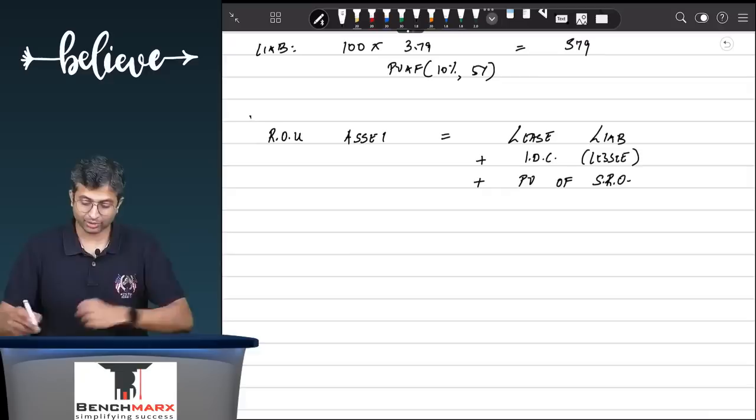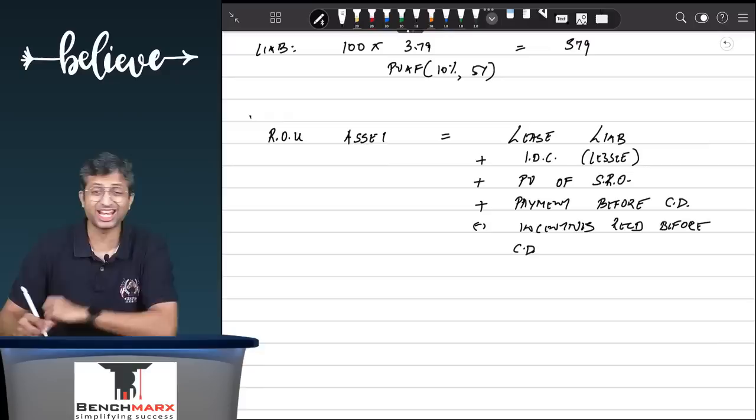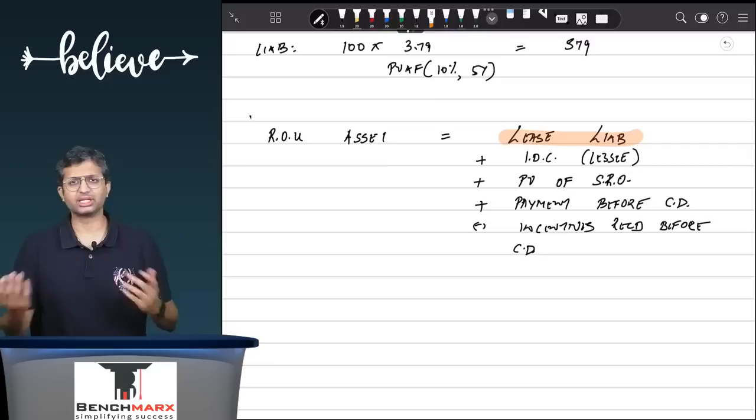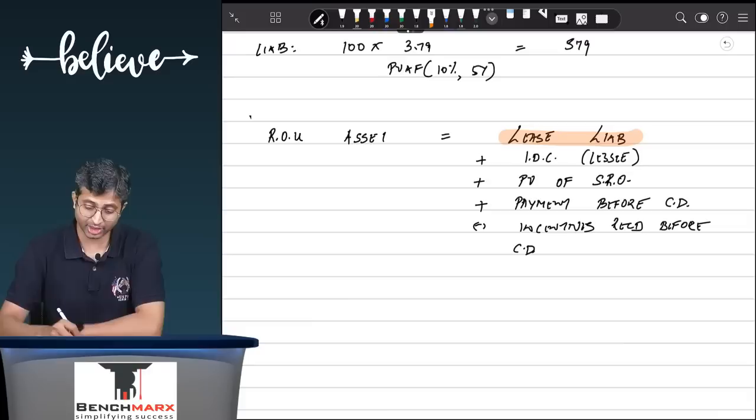Apart from that, there may be certain payments which the lessee has made before the commencement date, CD in short is a commencement date, or some incentives that the lessee has received before commencement date. Sir, why before commencement date? Because after commencement date, any lease payments or any lease incentives will already be a part of lease liability. However, any payments that have already been made before the commencement date, maybe signing bonus or something, or any incentives received beforehand would also be considered as a cost for your right of use asset, though it will not really impact the lease liability.